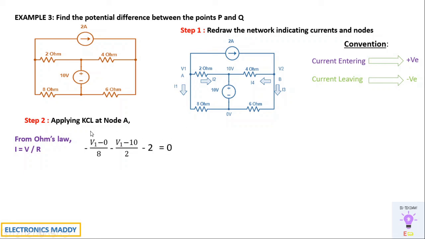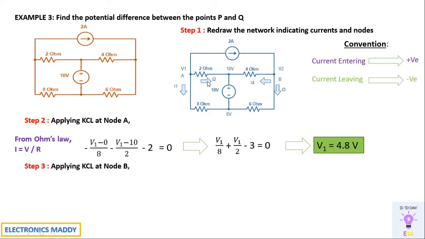Once you are clearly aware of this step, the application or simplification of this problem is very, very simple, trust me. So the next step is to simplify this equation, and we'll get V1 as 4.8 volt. Next step is to apply KCL at node B. There are only two nodes with two unknown parameters, V1 and V2. If we know V1 and V2, we can find the potential difference between the points P and Q, that is nothing but A and B in this case.